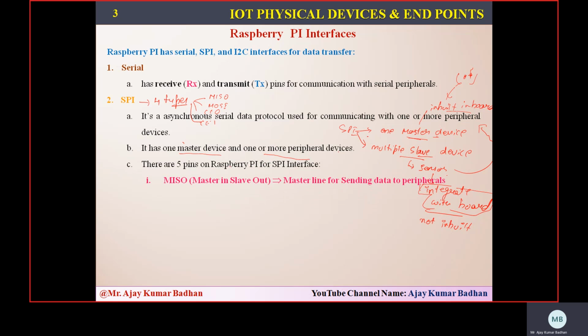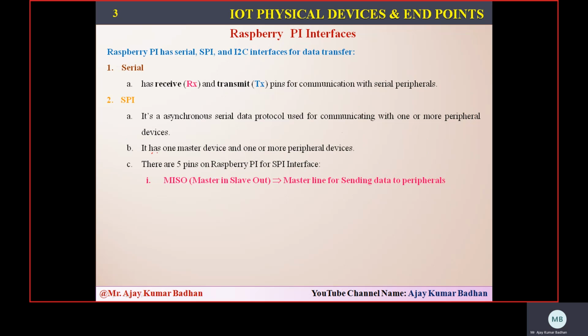Now, as I told you, there are different types. Let's see what they are. It's very easy to understand. The first one we have here is MISO. MISO is nothing but master in slave out. It is a communication channel used for transmitting the data to peripherals, meaning from the inbuilt component of the Raspberry Pi, you are transmitting the data towards the sensor device. It is a master line for communication, sending the data to the peripherals. So master will be transmitting to the slave.